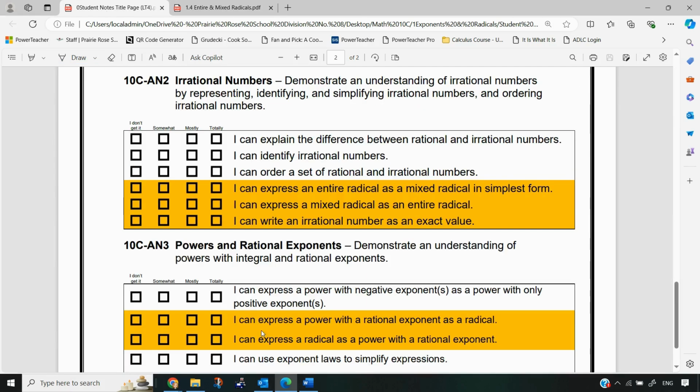In the first part of today's lesson, we're going to be looking at how to express a power with a rational exponent as a radical and how to express a radical as a power with a rational exponent. In the second part of the lesson, we're going to take a look at how to express an entire radical as a mixed radical in simplest form and how to express a mixed radical as an entire radical. We're also going to be looking at how to write an irrational number as an exact value.